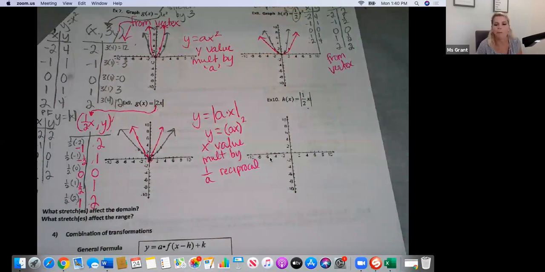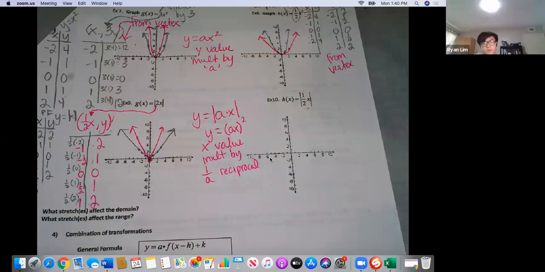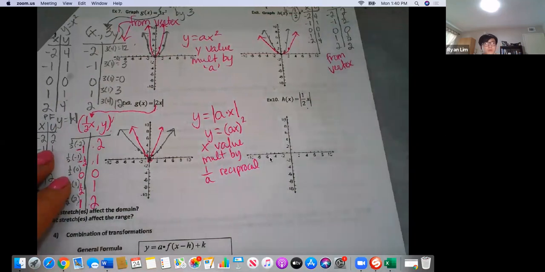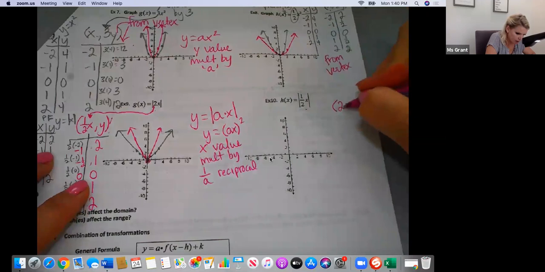Example 10 is me. What's the reciprocal of 1/2? Just someone tell me. The reciprocal of 1/2, I'm going to multiply by the x value. 2. Someone, anyone? Ryan L. The reciprocal of 1/2 is 2. Yep. So it's going to be 2x comma y.